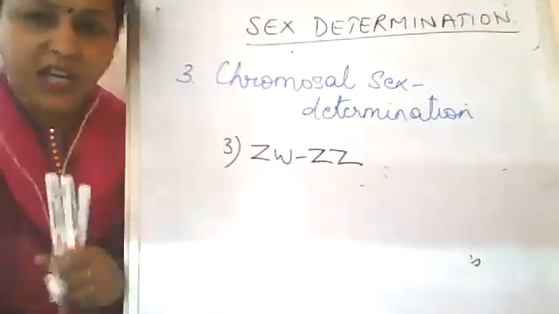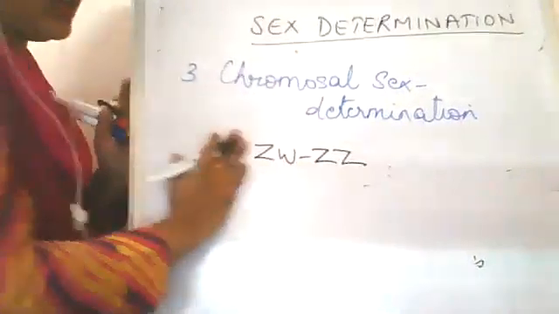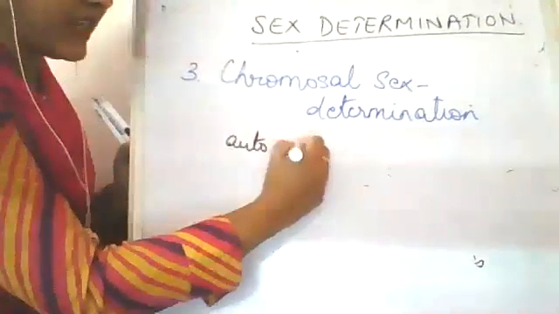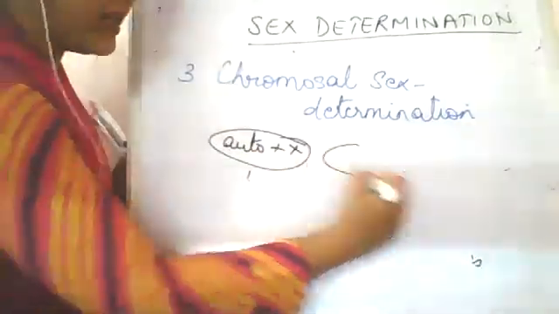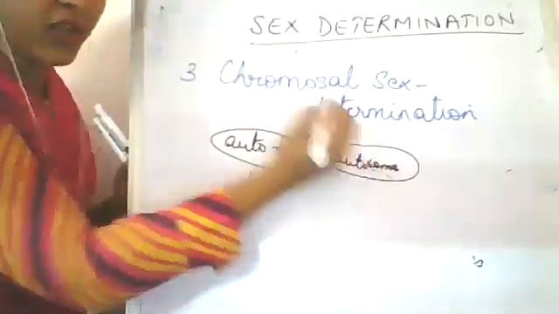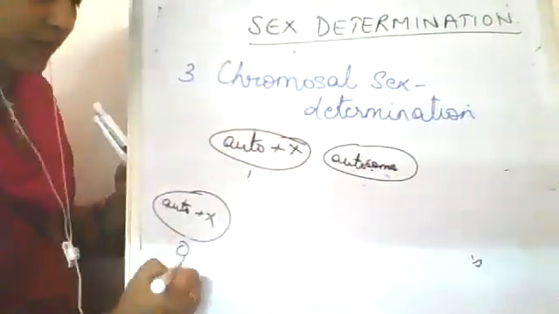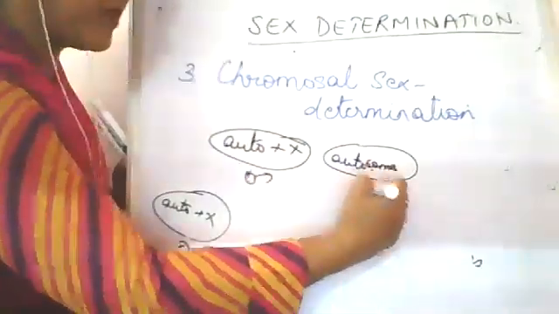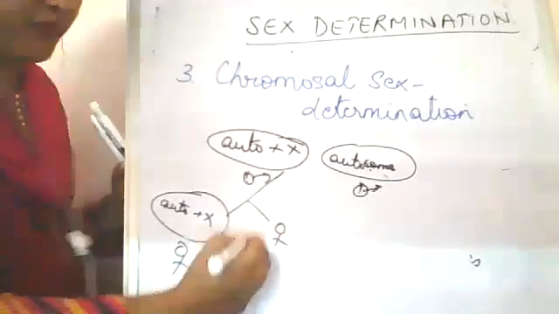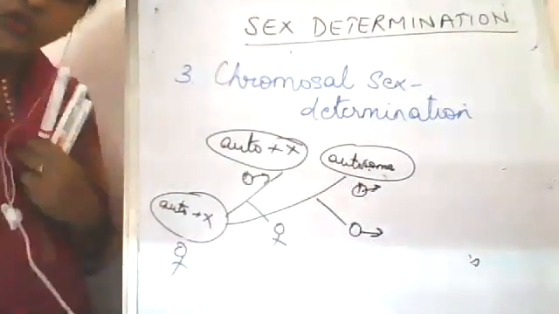Let us see why. The male will form two types of sperms. The first type will have autosomes plus the X chromosome, and the other will have only autosomes. The other genes are not gone, the autosomes are there. Females will form eggs with autosomes plus the X chromosome. If the X-carrying sperm fuses with the egg, a female child will be formed, and if the sperm with only autosomes fuses, a male child will be formed.